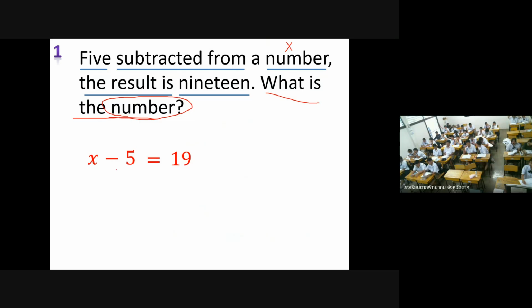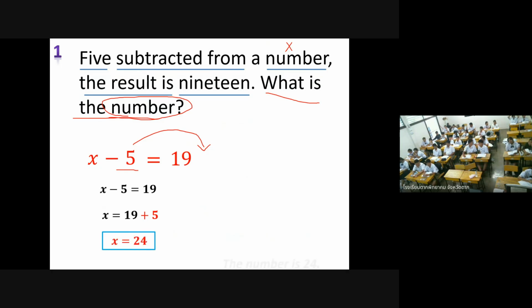Now remember, if minus 5 is put onto the other side, this will become plus. And what is 19 plus 5? 24. Therefore, the number is 24. This is the answer.